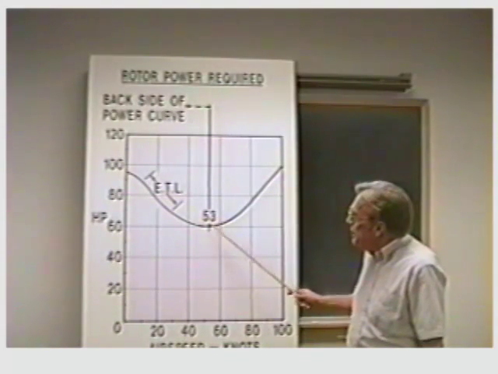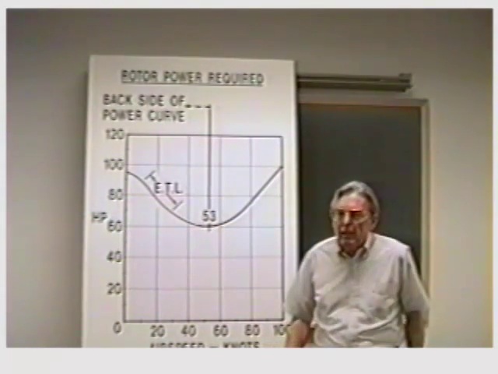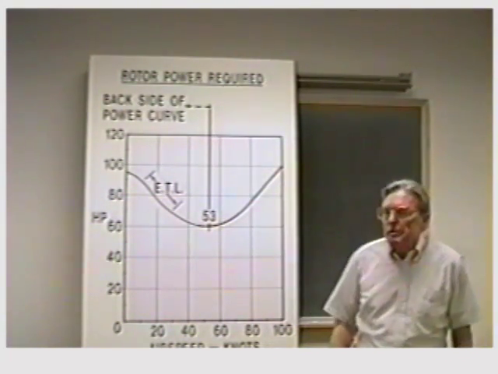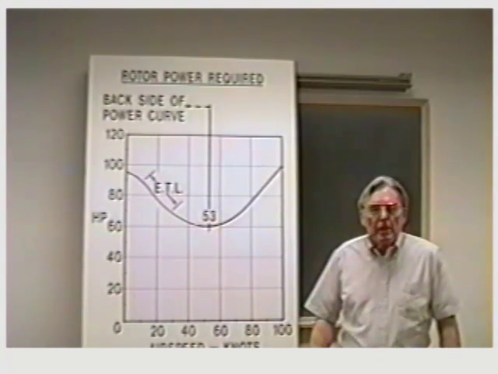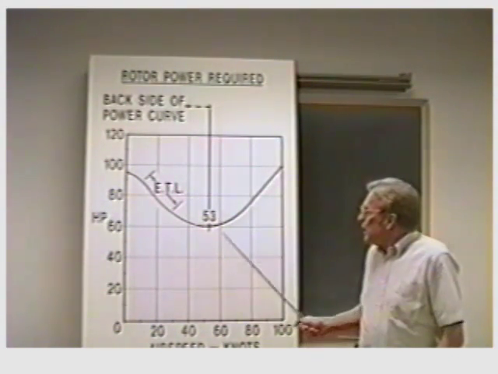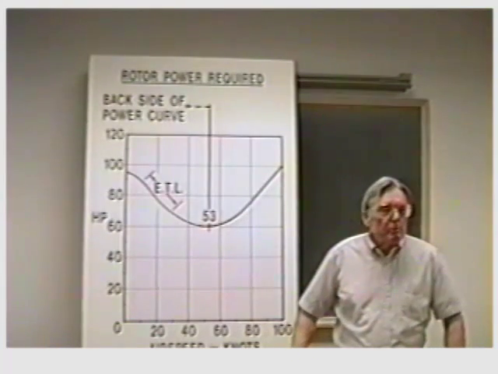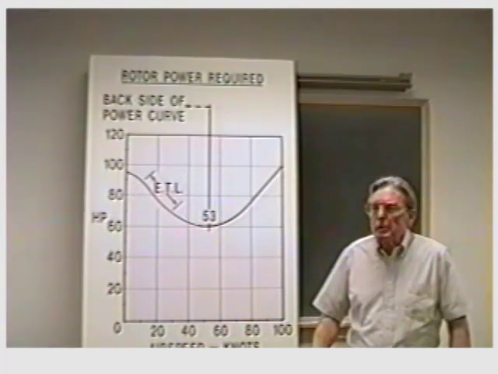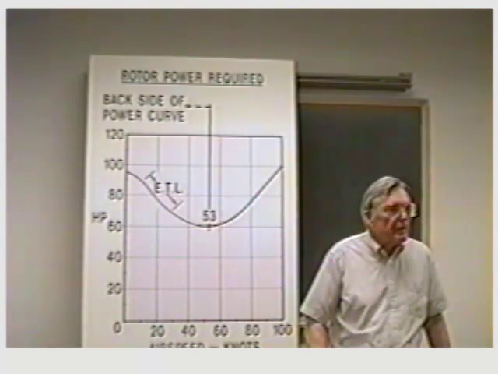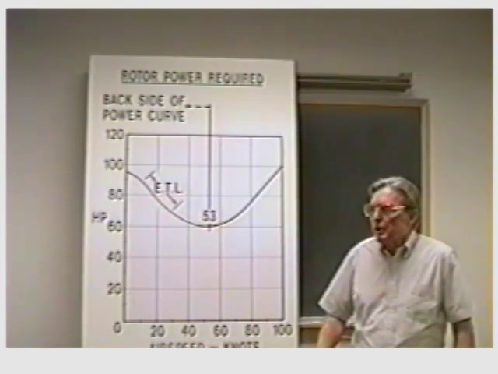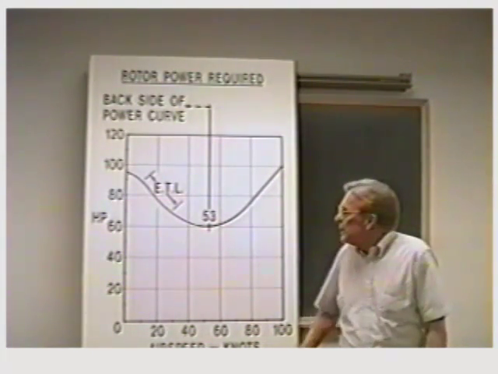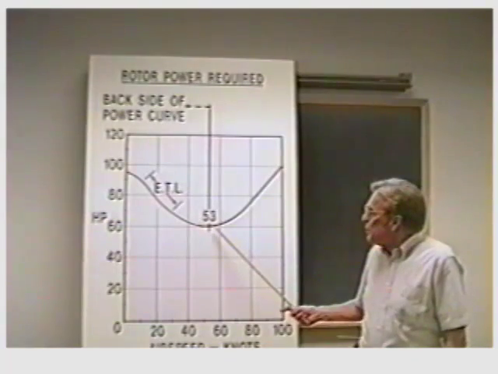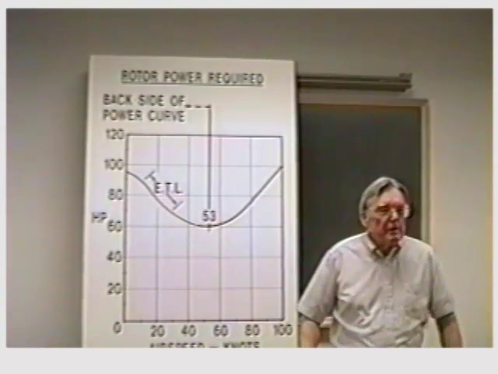This point at 53 knots, where the minimum power is required, actually determines three of the basic characteristics of our aircraft. It will determine our speed for maximum endurance, because obviously we're burning less fuel at that airspeed than at any other airspeed, and therefore can stay up in the air longer. It also will tend to determine our best rate of climb speed.